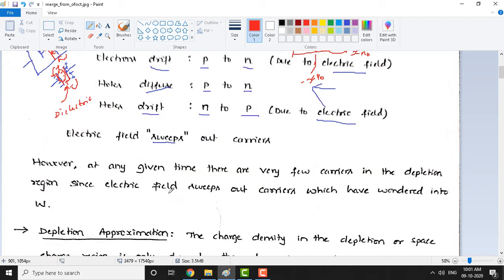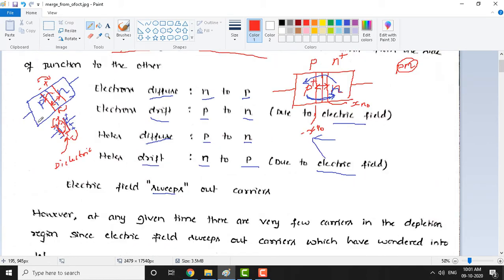This is the meaning of a sweep. In order to explain this sweep, I have taken this example. Sweep means the electric field is so strong between the two plates that any charge present within these two plates will be swept either to the P side or to the N side, depending on the type of charge carrier.